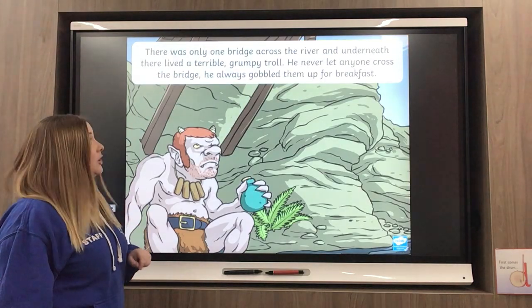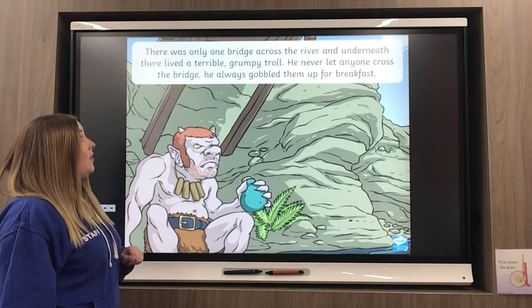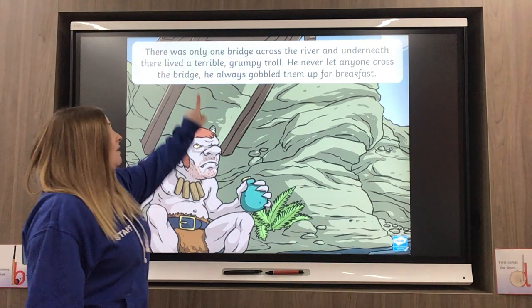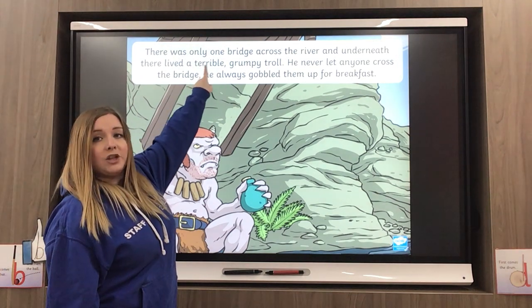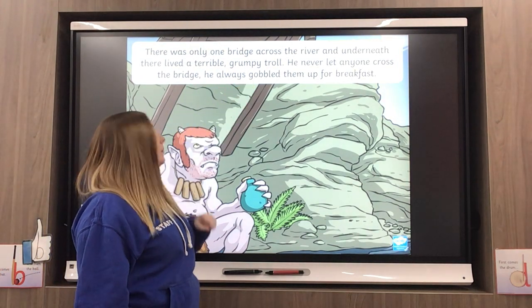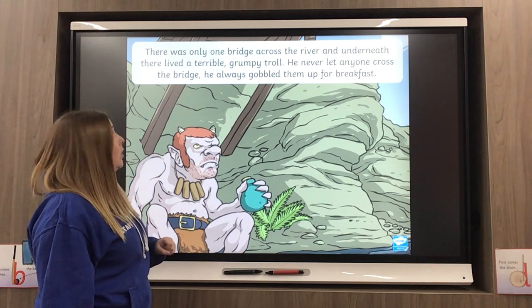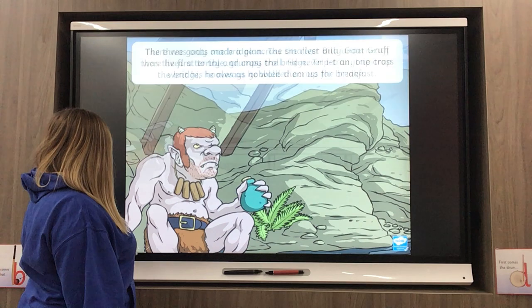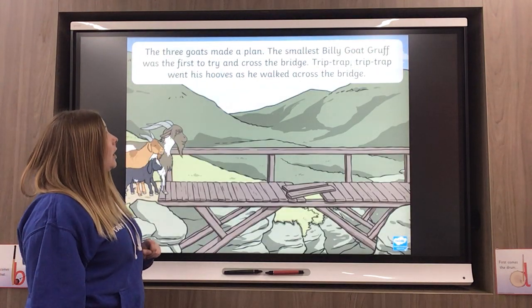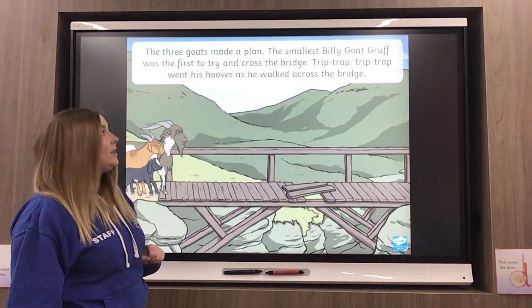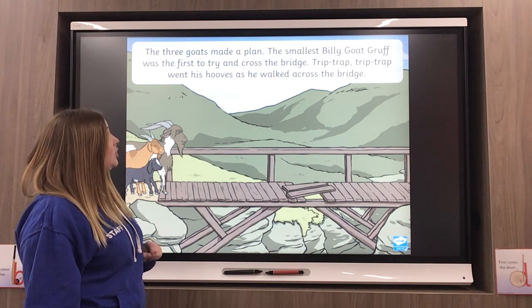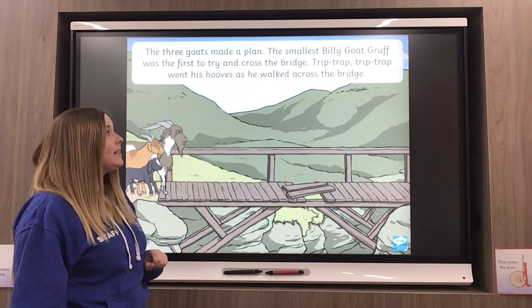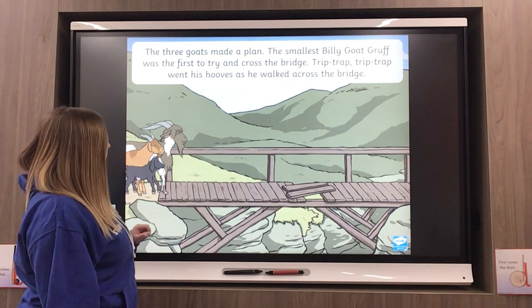There was only one bridge across the river, and underneath there lived a terrible, grumpy troll. And here we've got an expanded noun phrase, haven't we? Adjective, adjective, noun. He never let anyone cross the bridge. He always gobbled them up for breakfast. The 3 goats made a plan. The smallest Billy Goat was the first to try and cross the bridge. Trip, trap, went his hooves as he walked across the bridge.